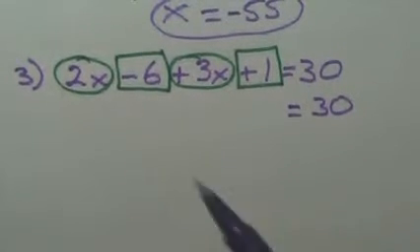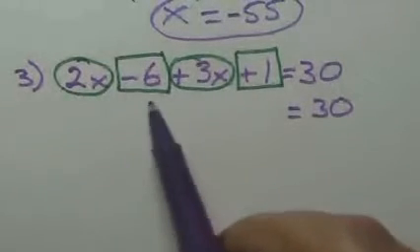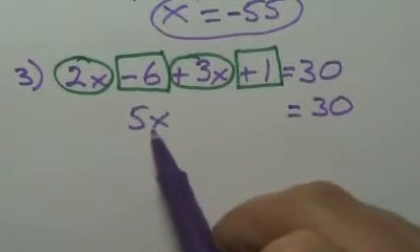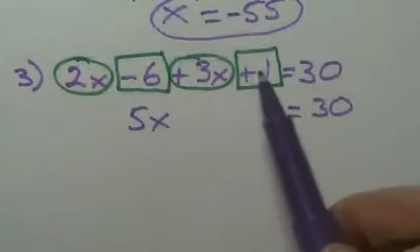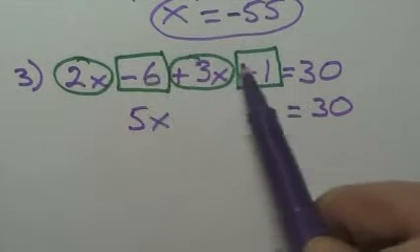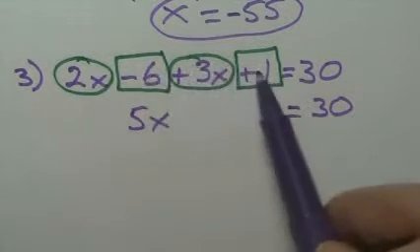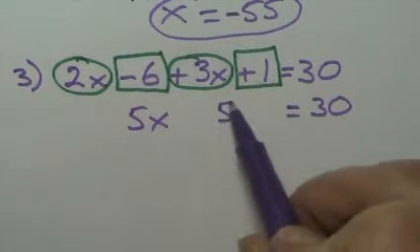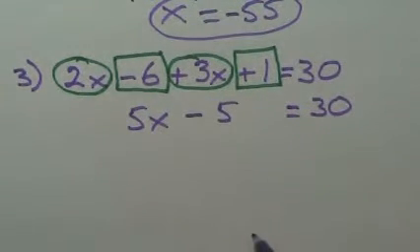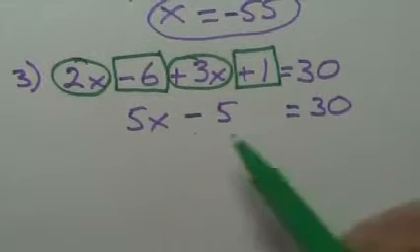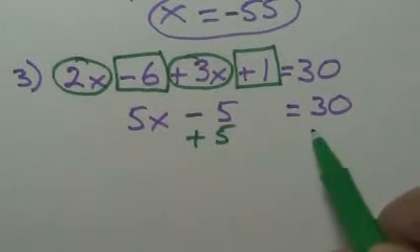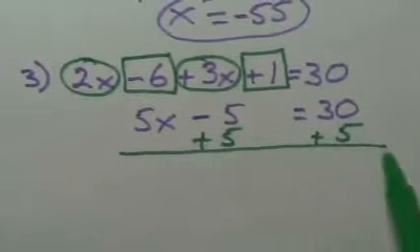I have a 2x and a 3x. 2 and 3 makes 5. So I have 5x. Now let's look at our constants. I have a negative 6 and a plus 1. Negative 6 plus 1, 6 take away 1 is 5, and there's more negative. It's negative 5. All equals 30. So we combine our like terms. Now we go ahead and get rid of our constant, and then we'll get rid of the coefficient. So we're going to do the opposite of minus 5. We add 5 to both sides.